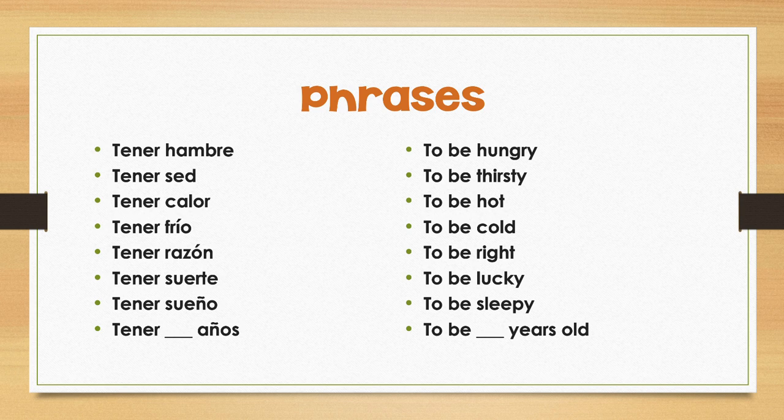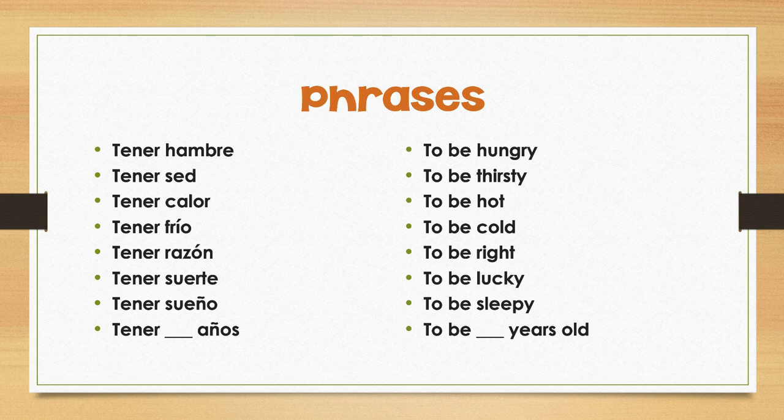Tener hambre means to be hungry. It literally means to have hunger, but in English we would say to be hungry. Tener sed, to be thirsty, literally means to have thirst. Tener calor, to be hot, literally means to have heat. Calor comes from the same word where we get calorie. A calorie is a measure of how much heat it takes up to burn up what you ate.